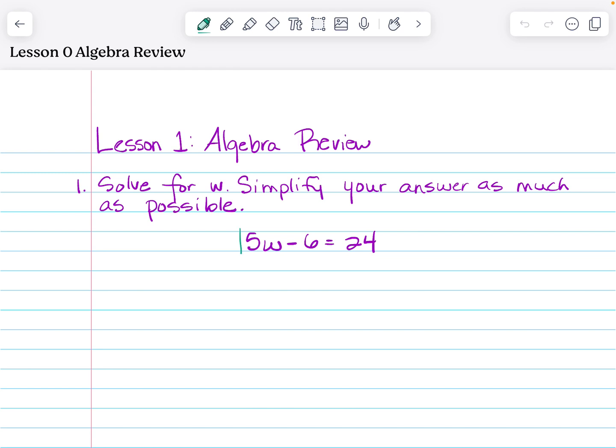So we always save the variable portion for the last step, which means we want to cancel out that minus 6. So we use opposite operations. So we would add 6 to both sides. The minus 6 and the plus 6 cancel out. 5W equals 30. This is 5 times W. So to cancel out multiplication, we use the opposite operation of division. 30 divided by 5 is 6.